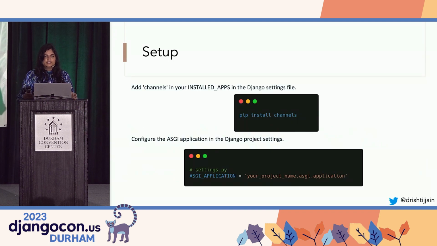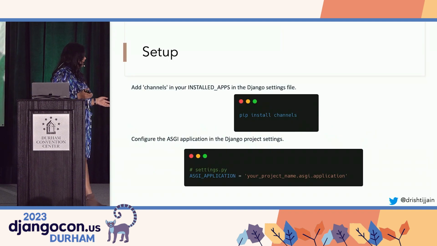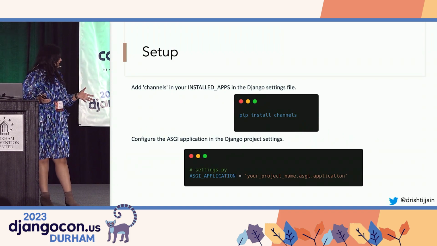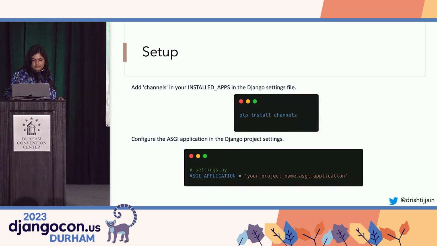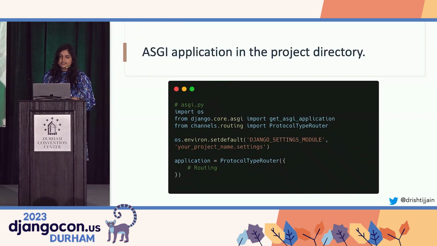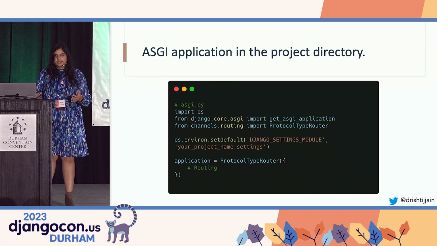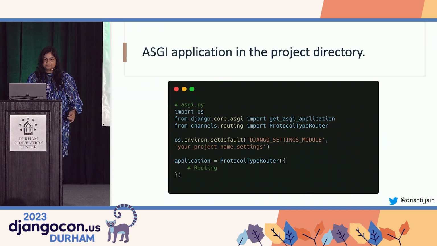So the first thing is you would pip install channels. You would configure the ASGI application in the Django project settings. Now the next part is your ASGI Python file. You would import the required libraries, and you would set your default settings. And the nomenclature I'm using across in developing the application is so that if you try this back home, you can simply replace your project name with what project you're trying to build.